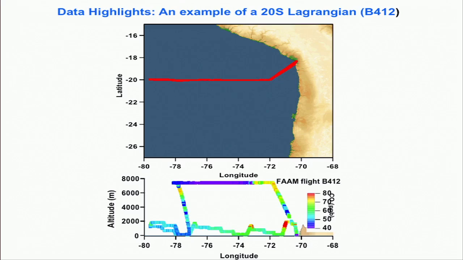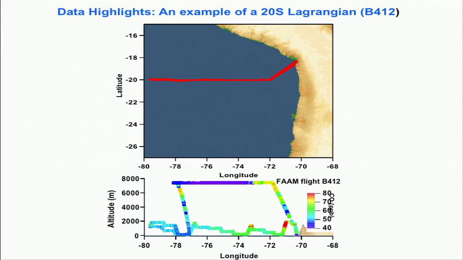So I'm just going to show you highlights from one experiment. And this is what's called the 20 South Lagrangian flight. And the reason why it's called a 20 South Lagrangian flight is pretty obvious. The aircraft takes off near Peru. And then it flies south until it hits the 20 degrees south latitude line and then flies out to almost 80 degrees longitude. So it flies out, these are the Andes here, flies up to high level, and then it descends to very close to the surface, about 15 meters or so, and then it makes lots of profiles up and down through the boundary layer, including up and down through clouds.